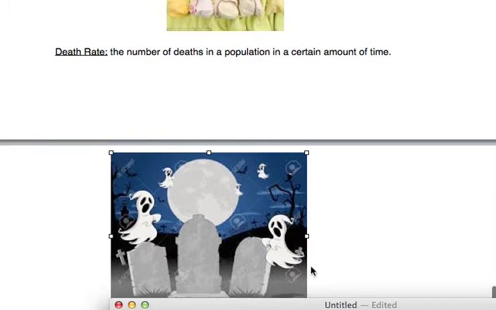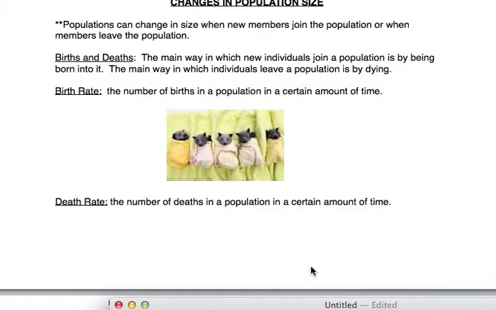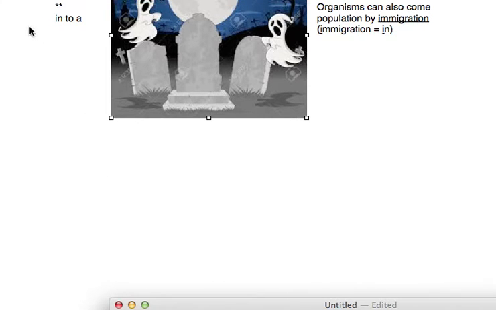But there are other ways for populations to change in size other than births and deaths. Well, how else? New members can join by just moving in, and members can leave by moving out. So although birth rate and death rate are the two main ways in which populations change in size, there are other ways as well. So organisms can come into a population by something called immigration.